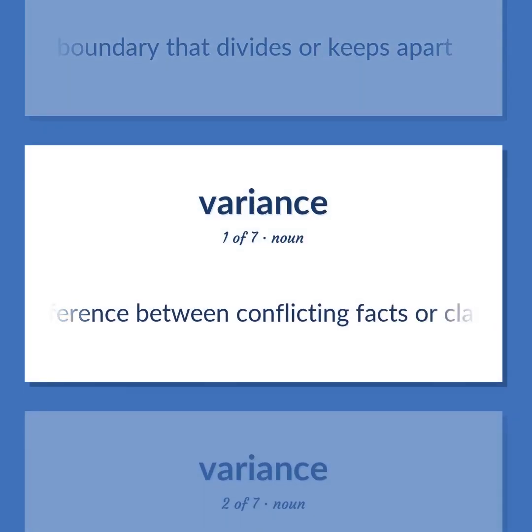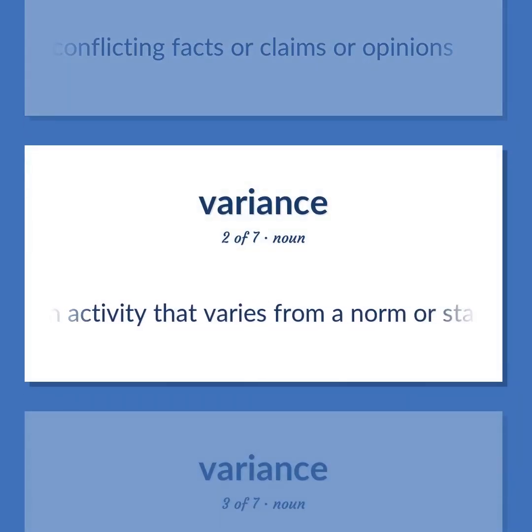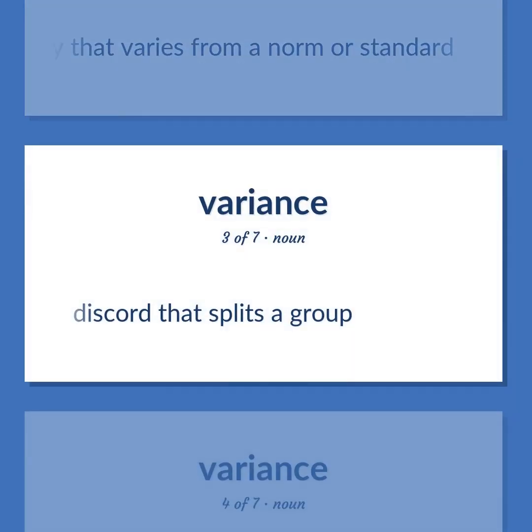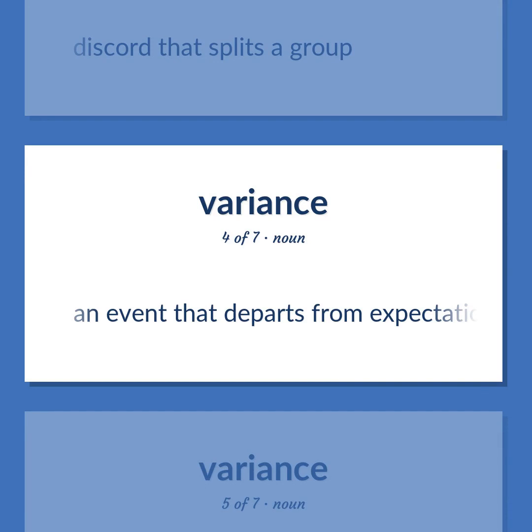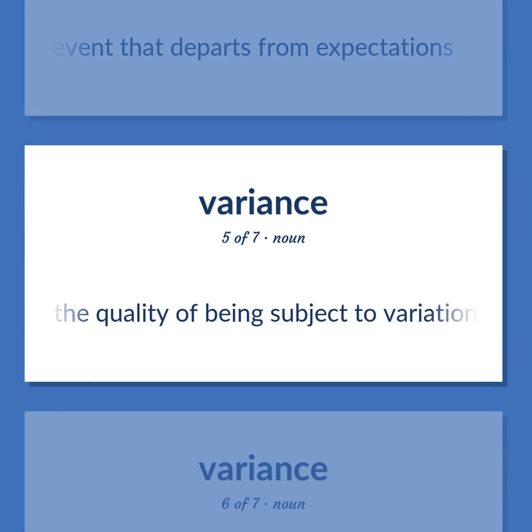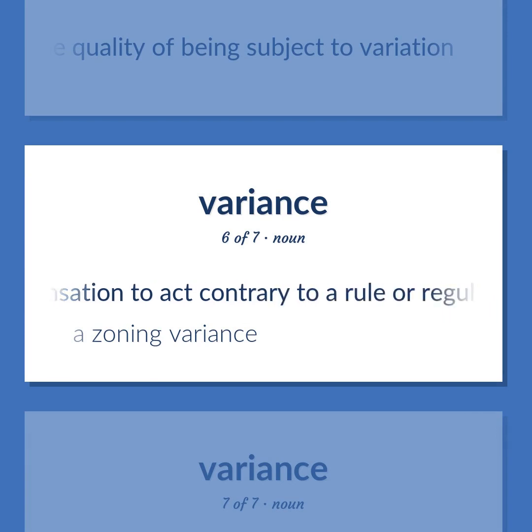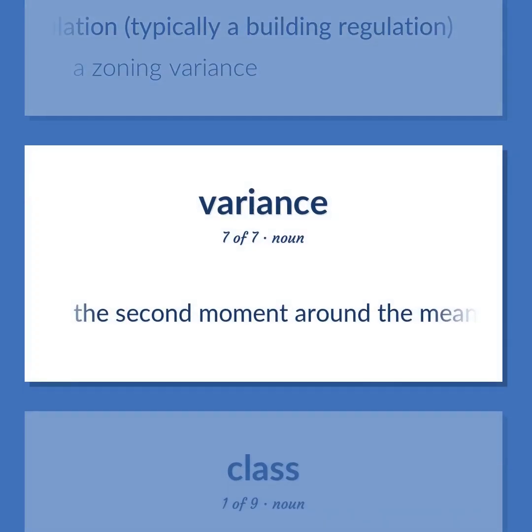A difference between conflicting facts or claims or opinions. An activity that varies from a norm or standard. Discord that splits a group. An event that departs from expectations. The quality of being subject to variation. An official dispensation to act contrary to a rule or regulation, typically a building regulation. A zoning variance. The second moment around the mean. The expected value of the square of the deviations of a random variable from its mean value.